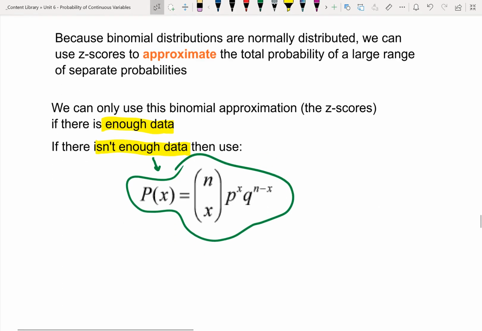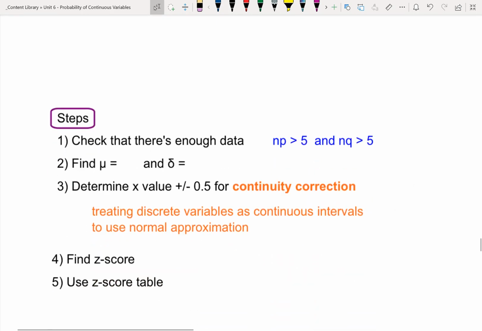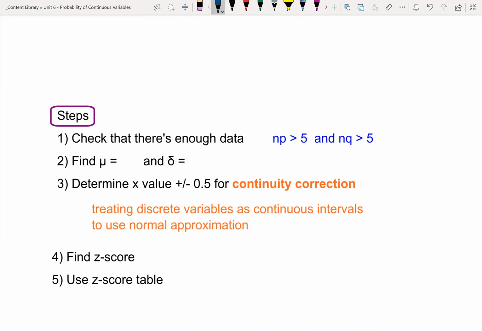And there are some steps that we can use in order to check this. The first step: check to see if there is enough data. We do that by checking that n times p is greater than 5, and n times q is greater than 5. If both are greater than 5, there's enough data for us to use. We also need to find the mean, which is n times p, and the standard deviation, which is the square root of n times p times q.